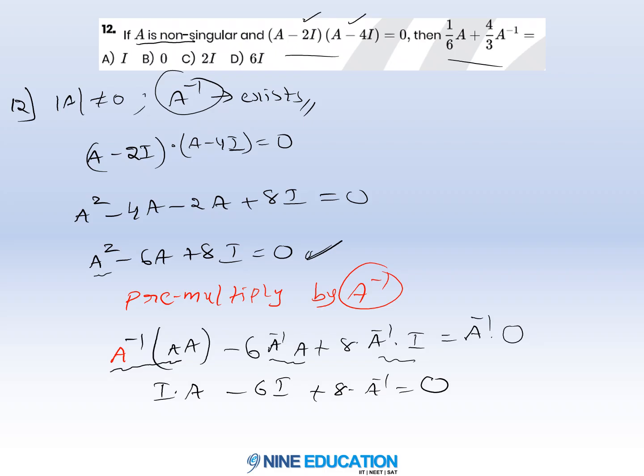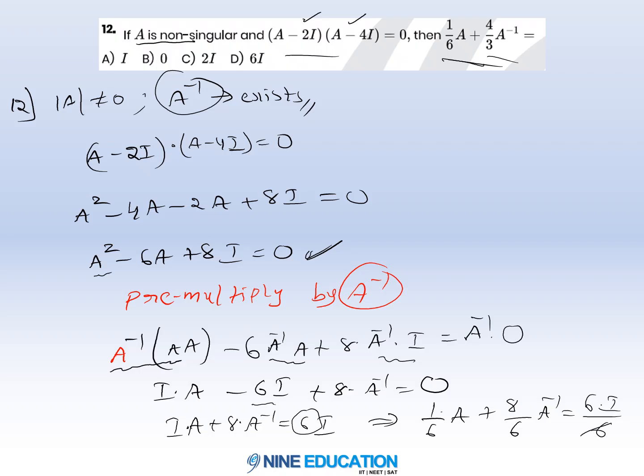So we need A by 6 plus 4 by 3 times A inverse here. So in LHS, we'll keep only A and A inverse. Let's shift this 6I to RHS. So we'll get I into A plus 8 times A inverse equals 6 times I. Divide both sides by 6. I into A is A. So 1 by 6 times A plus 8 by 6 times A inverse equals 6 into I by 6. 6 and 6 get cancelled. 2 3s, 2 4s. So A by 6 plus 4 by 3 times A inverse equals I. So it is the given expression, A by 6 plus 4 by 3 A inverse, which equals I. So it is option A.